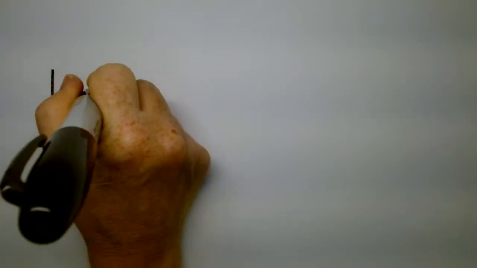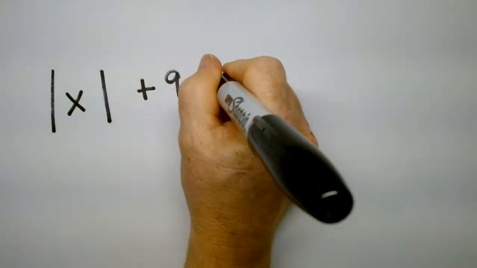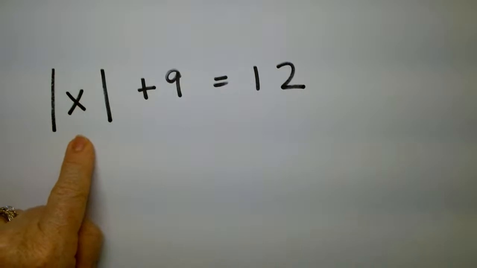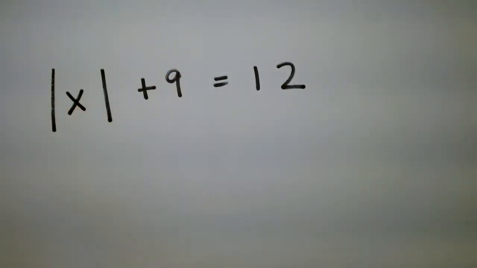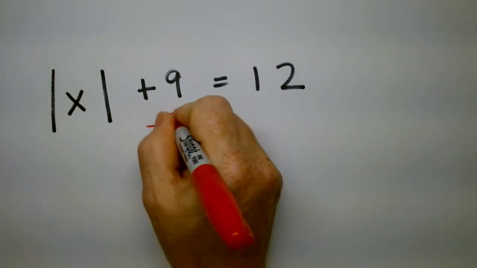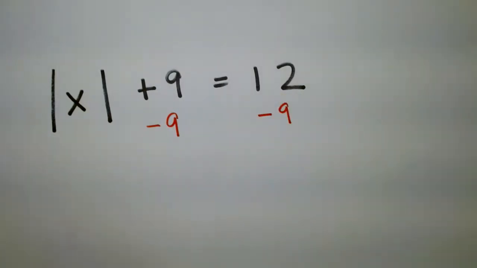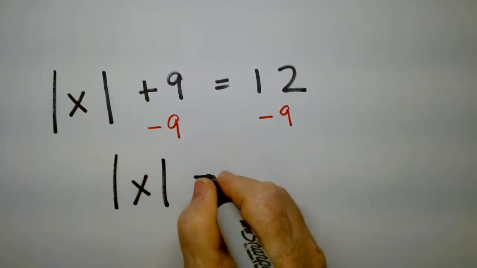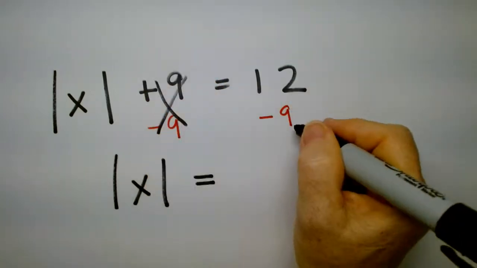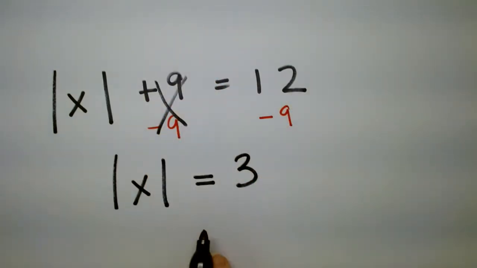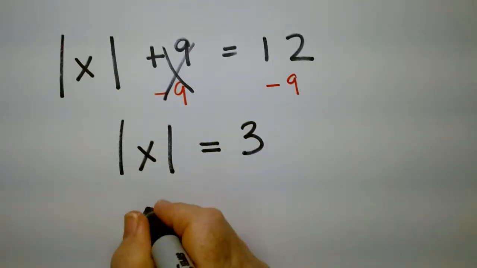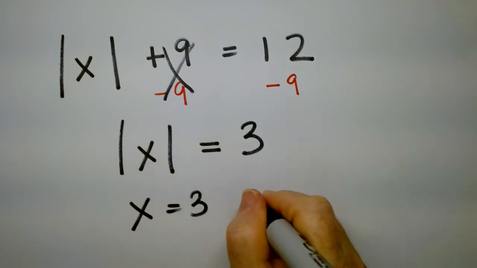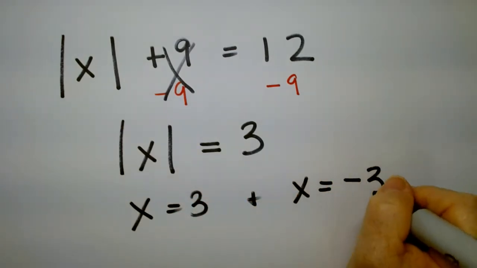Okay, what happens if this is the case, where the absolute value is here? It's not x plus 9 absolute value, right? What do you do now? Okay, you solve it just like you normally would. The absolute value equals, this goes away, 12 minus 9 is 3. What does this mean? What values of x make this statement true? x is equal to 3 and x is equal to minus 3.